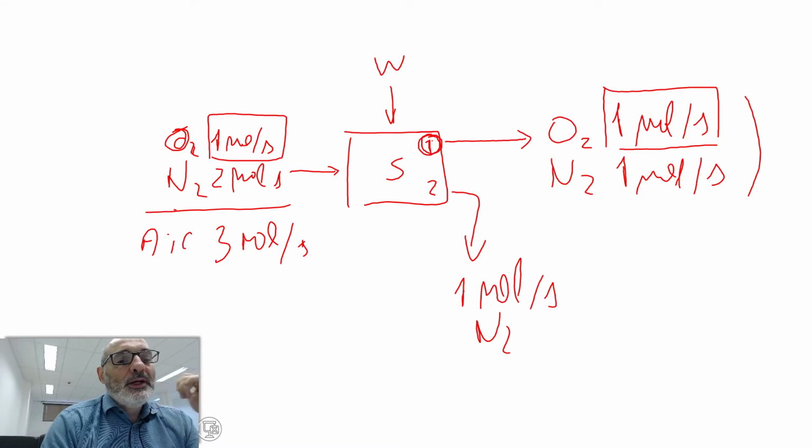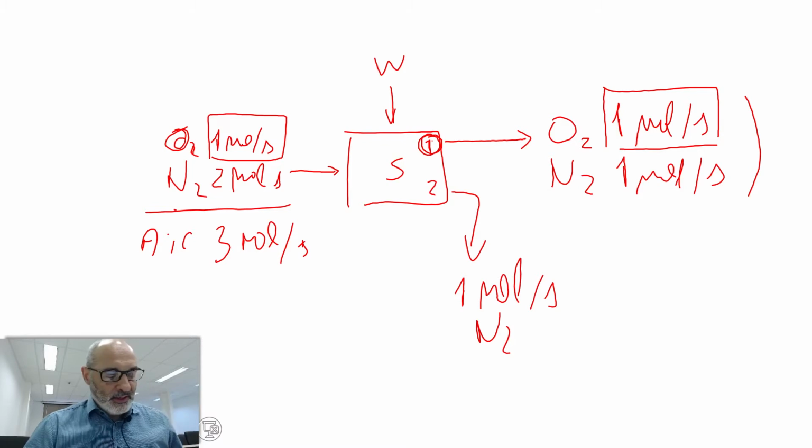So I have 100% of recovery, but I have an enhancement, an enrichment that is not total. Is it clear? I can work with these proportions.